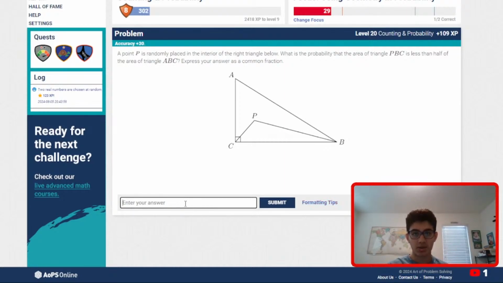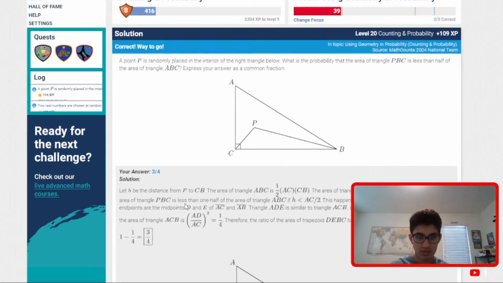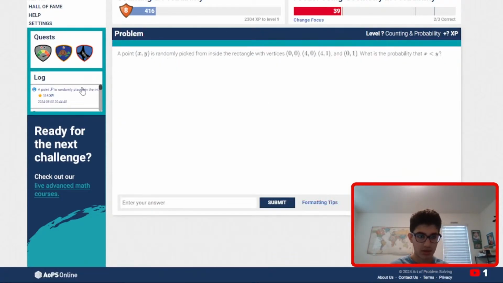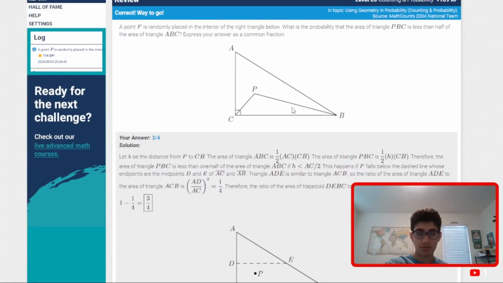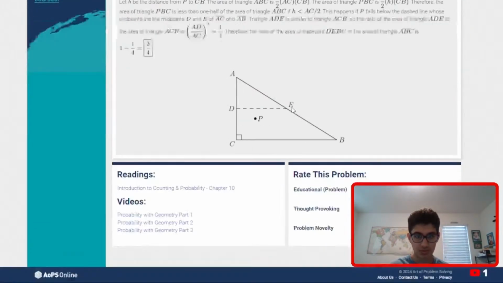A point P is randomly placed in the interior of the right triangle below. What is the probability that the area of P? So basically BC, AC, PC. PC has to be half of AC. It should be three fourths then, right? Okay, good. The way I did that was because you need PC to be in the bottom half of the triangle, and that's similar. The top half is the similar triangle with one fourth the area, so it's three fourths of the area. So it's three fourths.